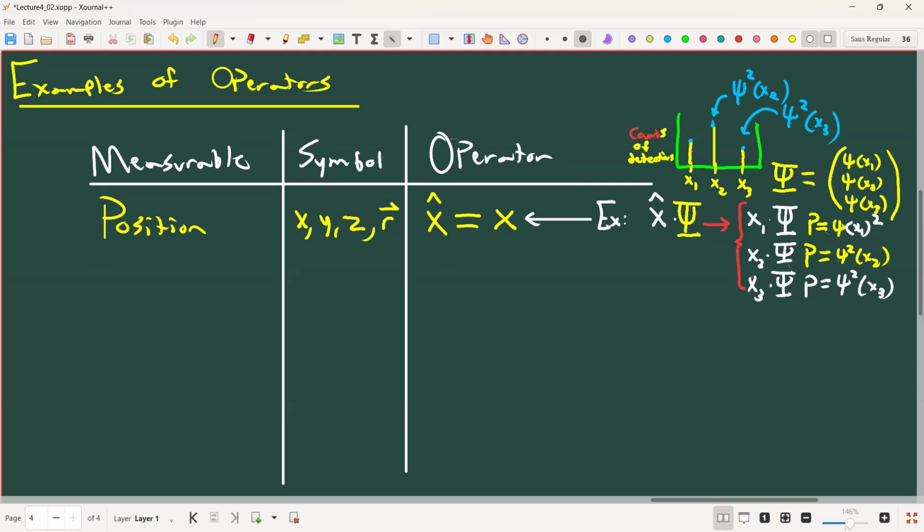Anytime you see psi of x, think a function, not psi times x. Now here, x is being multiplied. It's actually a number that you get out, right? It's the readout. All right, we'll see how this works in a little bit.